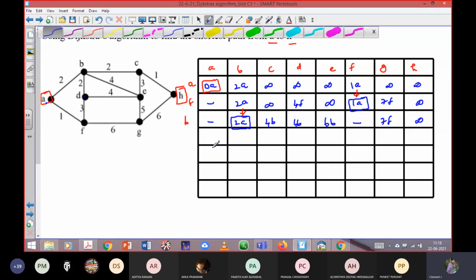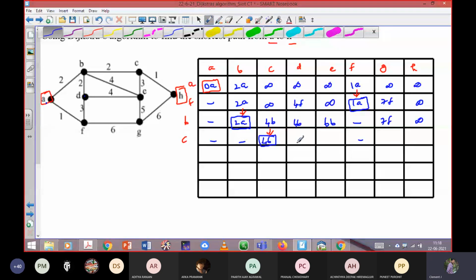Okay, next. Now I can put the dash first. After that, what is the minimum value here? Either C or D. Very good. I can start with C itself, so it can come down. Here, 4B, I can make a box.